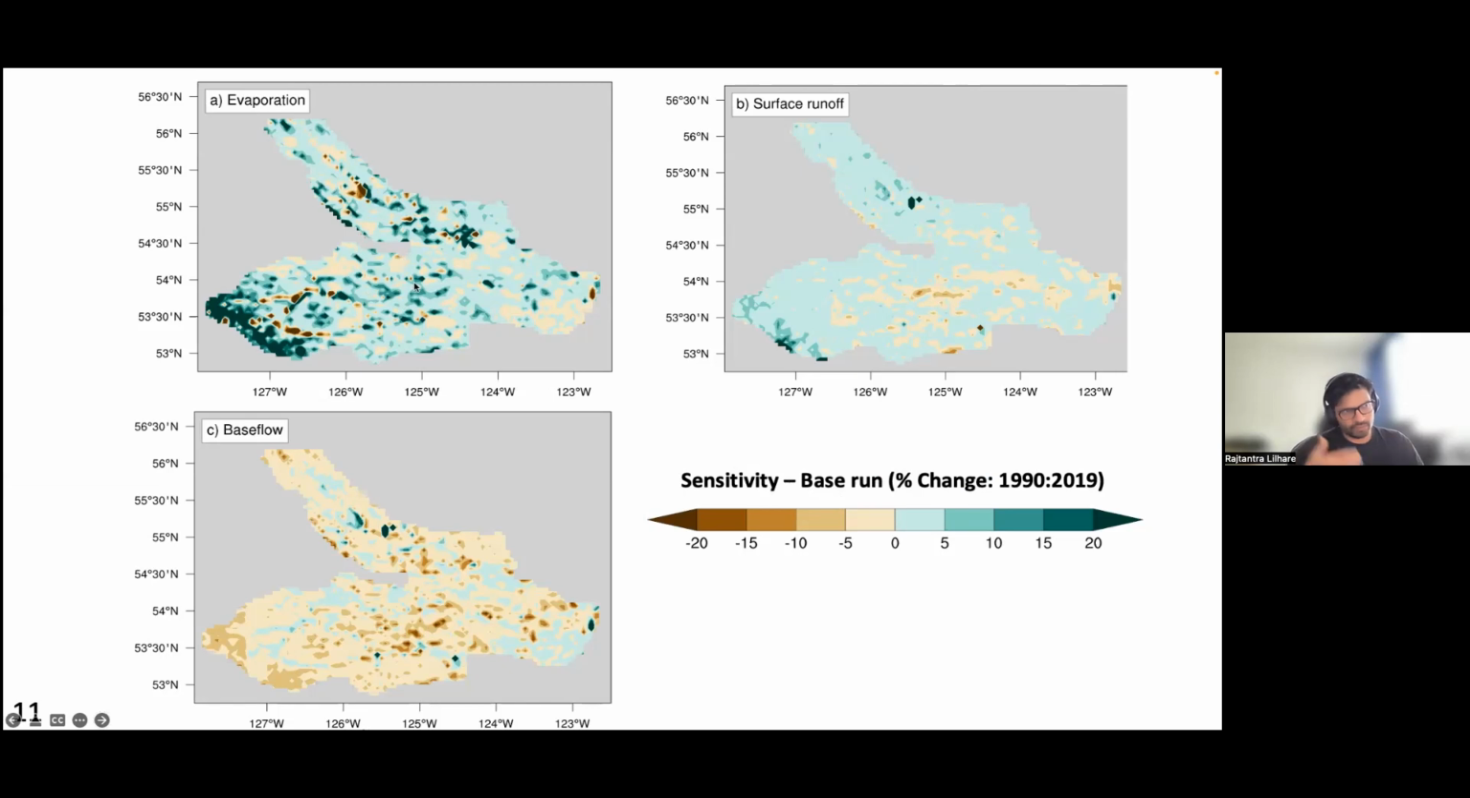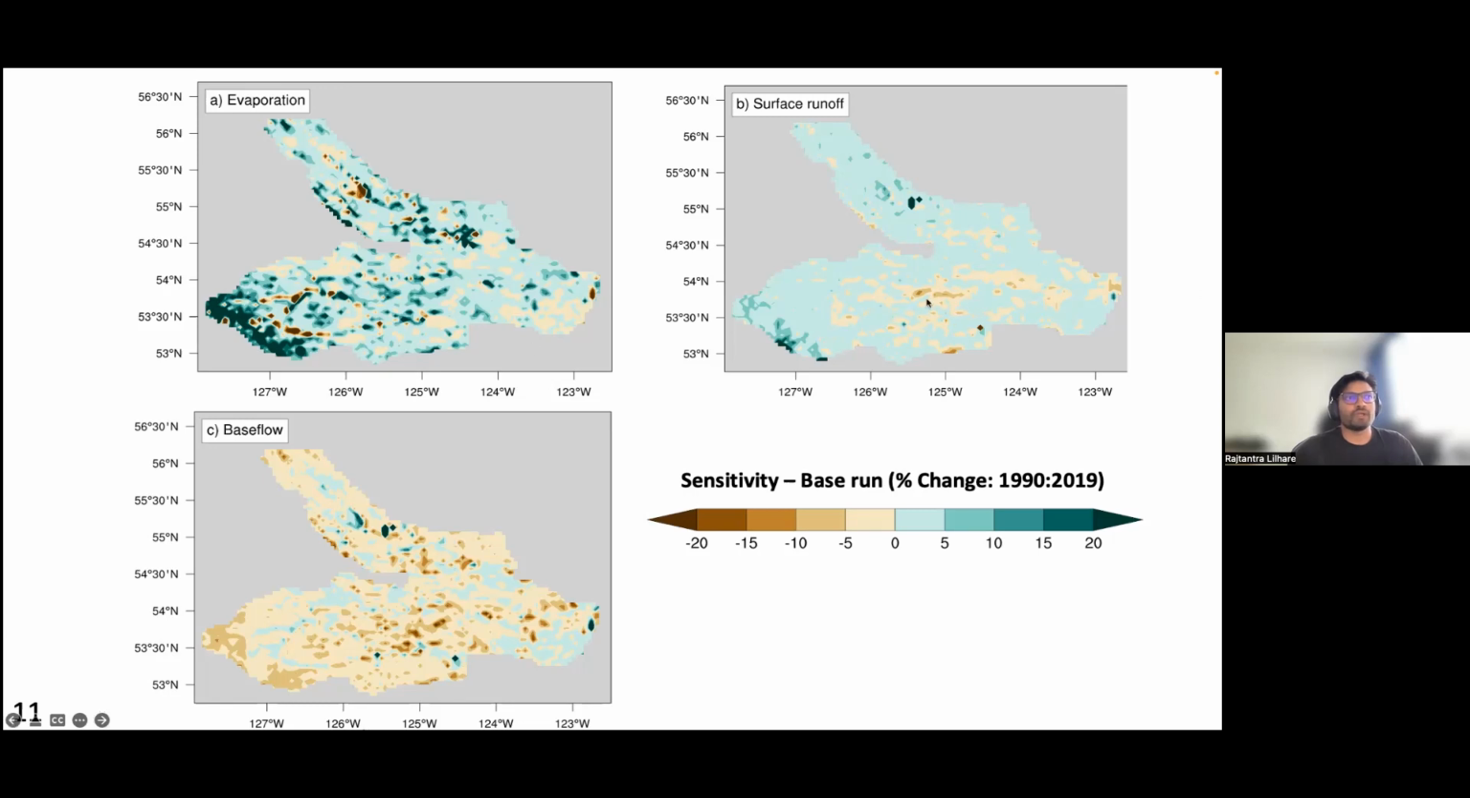So that's why more water will evaporate from the basin. And then the second thing is surface runoff. So here we see the increased surface runoff. Basically, if you don't have any forest, then there will be an increase in surface runoff.